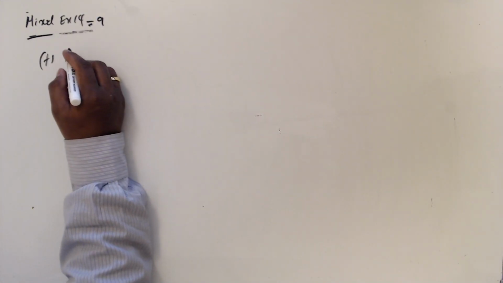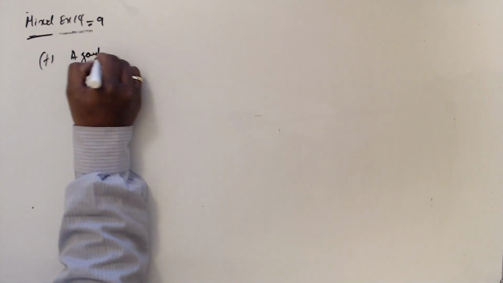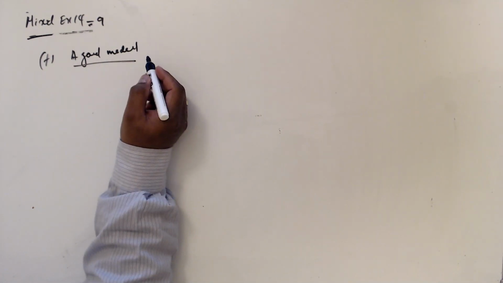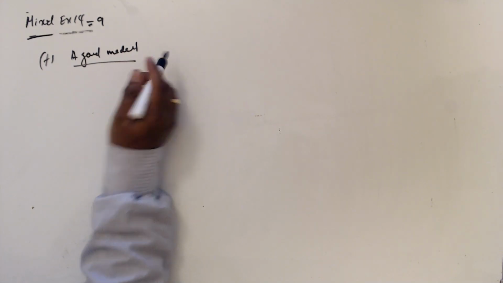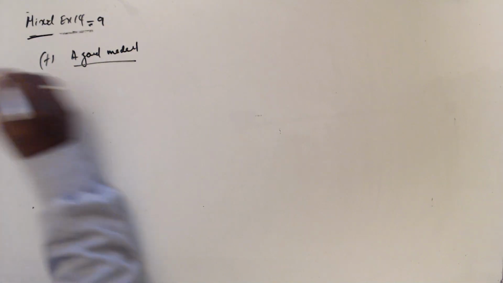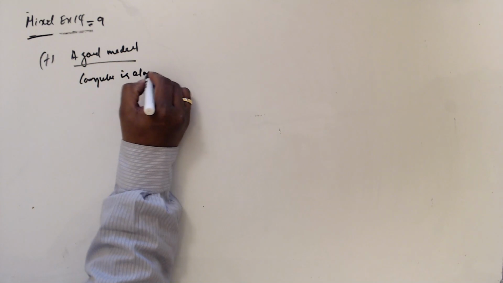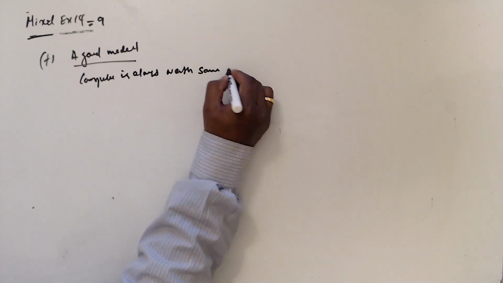So this is a good model. They ask to comment on the above. Yeah, it is a good model. A computer usually has a value always. A computer is always worth some amount.